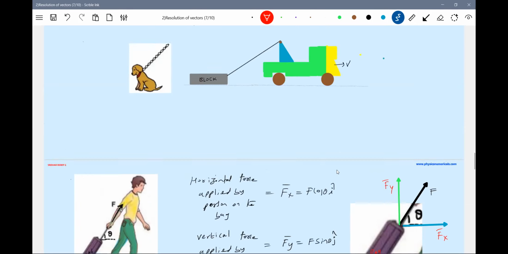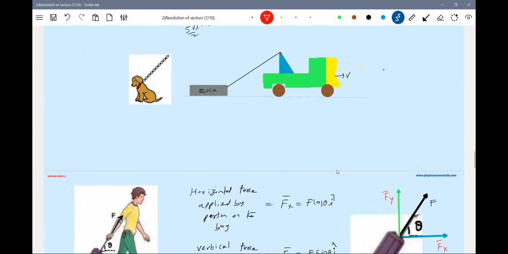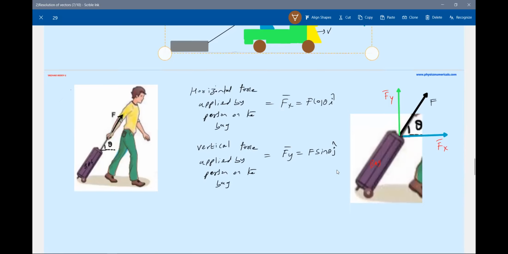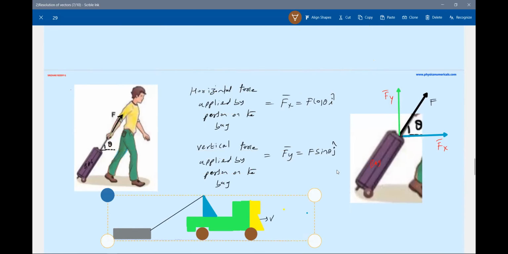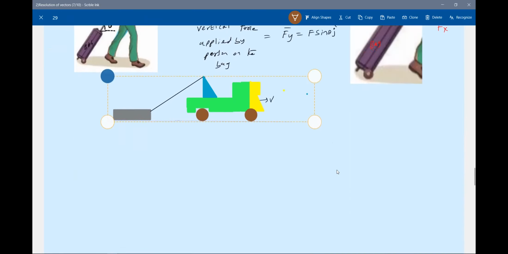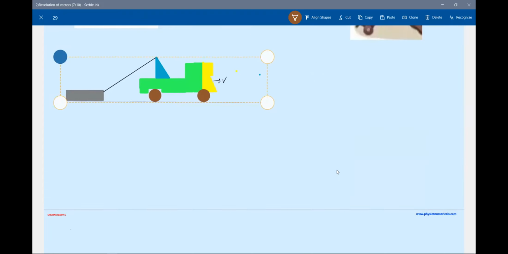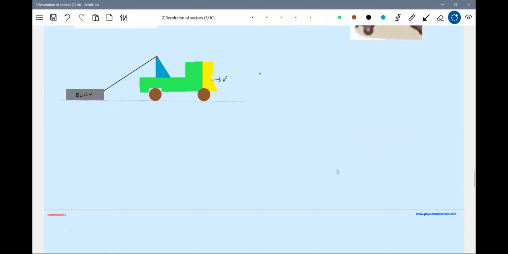Similarly, I'll take the truck, and the dog also. It's not just mere mathematics, as students think, A bar, B bar. In your everyday life, you do come across several examples. Sometimes you might have seen a truck which will pull some heavy block.